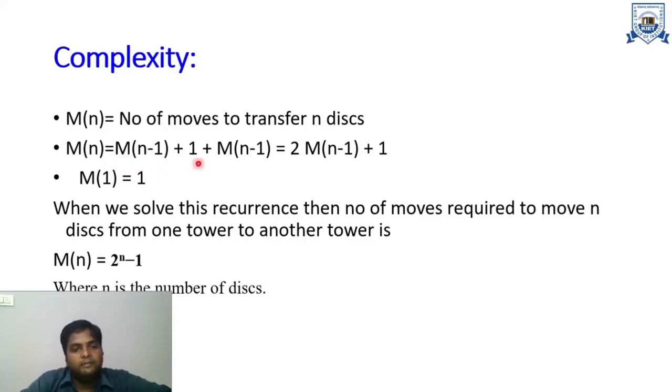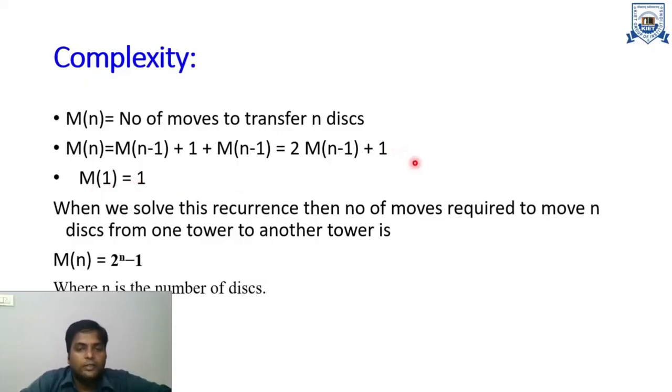In the next step, we move a disk from A to C. So only one movement is required, so here we directly write 1. The next one is we move n minus 1 disks from B to C using A. So here the total number of movements is M of n minus 1. Okay. So here Mn is equal to 2 times M of n minus 1 plus 1. And we know that if we have one disk, only one movement is required. So M1 is equal to 1.